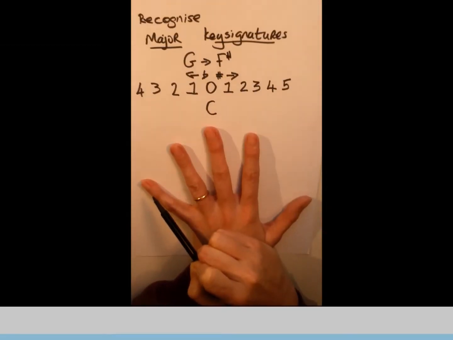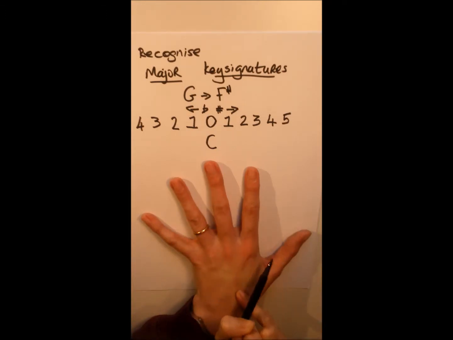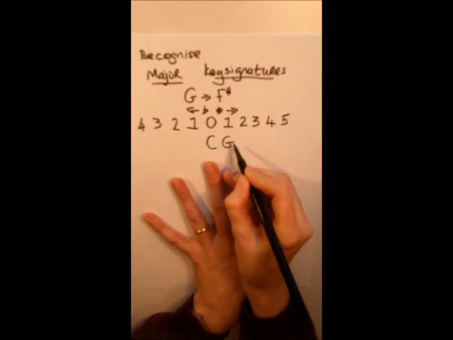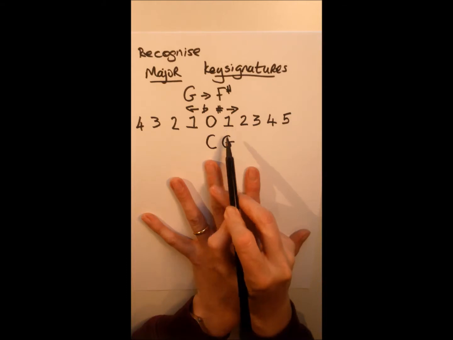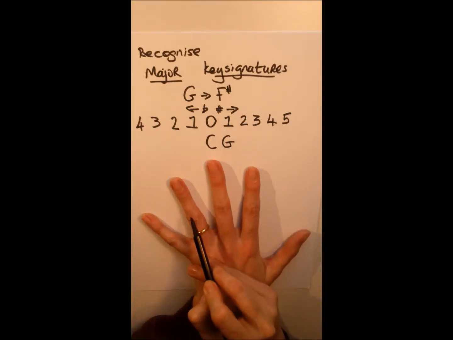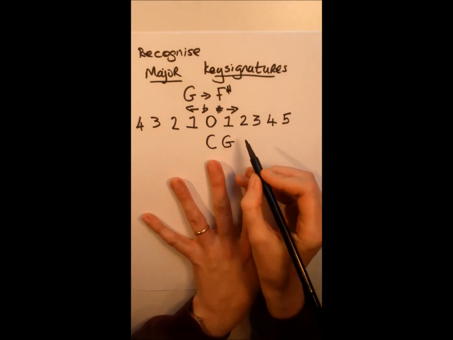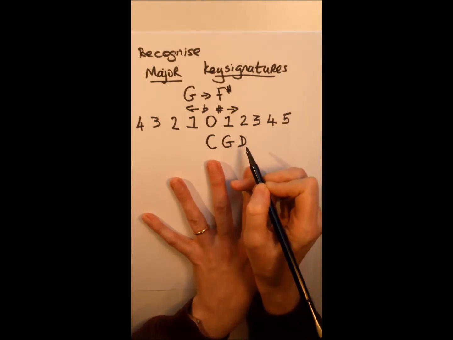The scale of C has 0 sharps. We're going to count up from C: C, D, E, F, G. So the scale of G has 1 sharp. Let's work out the scale now with 2 sharps. Again, we start on G and we count up 5: G, A, B, C, D. The scale of D has 2 sharps.